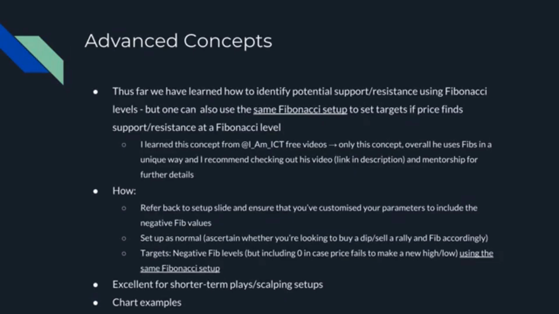So, with that little disclaimer out of the way, how can we use the same Fibonacci setup to give us targets once a fib level has acted as resistance, to give us where it might drop to, or once a fib level has acted as support, where price might bounce to? So in order to do this, let's refer back to the setup slide and ensure that you've customized your parameters to include negative fib values.